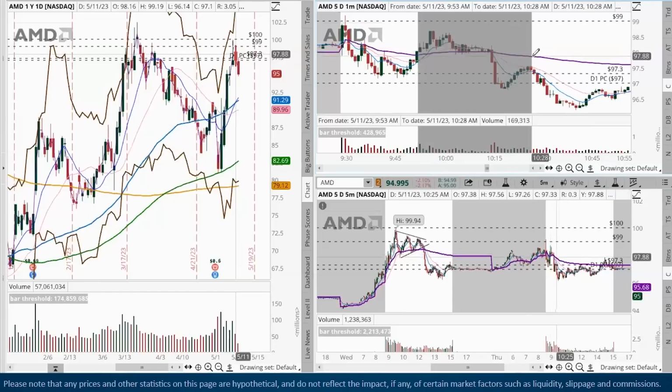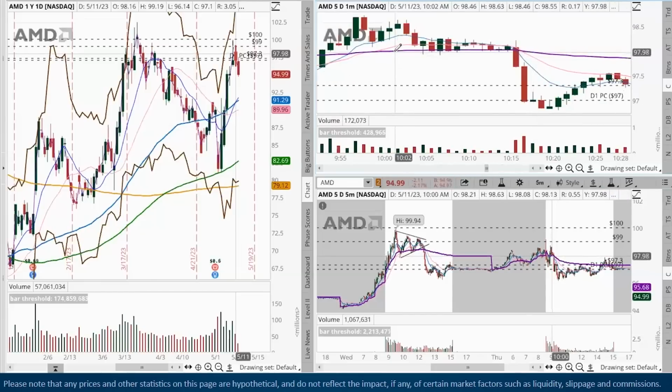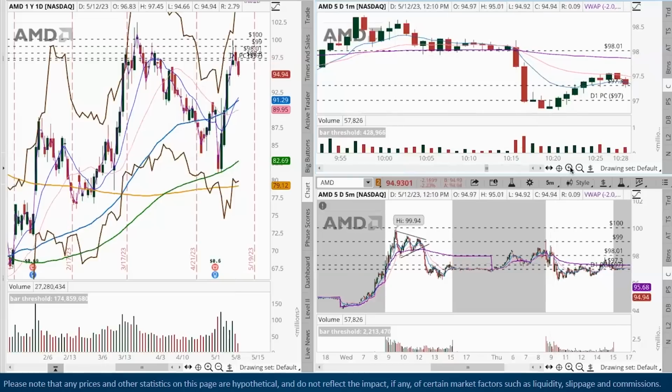Now, what I noticed was a buyer here at 98. You could see that it's holding VWAP and it's holding 98.